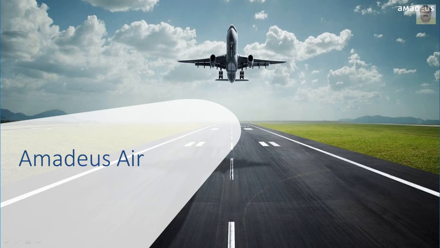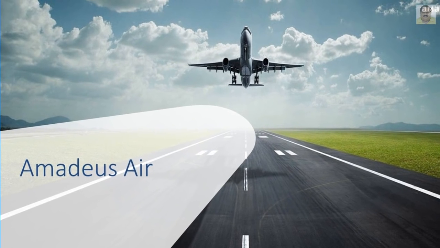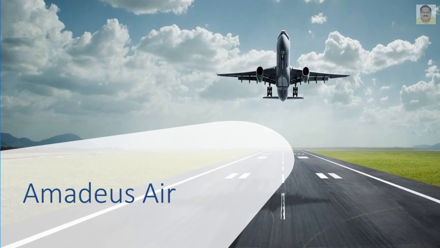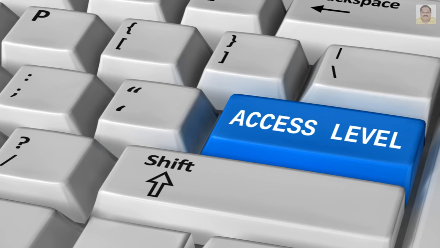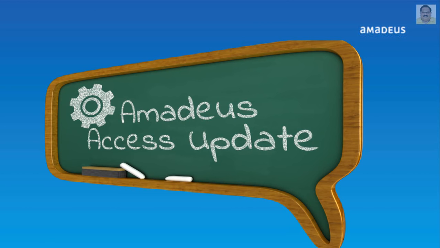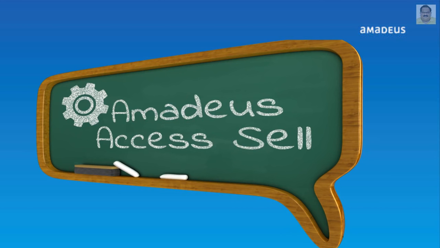Amadeus Air provides airline availability, schedule, and timetable information for flights that have a sales agreement with Amadeus. Airlines can have access levels with Amadeus, like Amadeus Access Update, represented with a colon symbol. Amadeus Access Sell, represented with a dot, or full stop symbol.